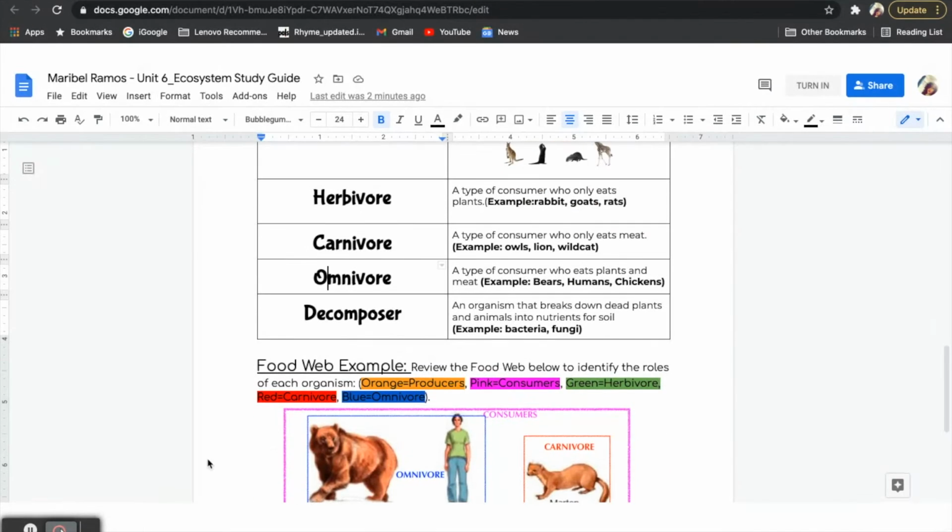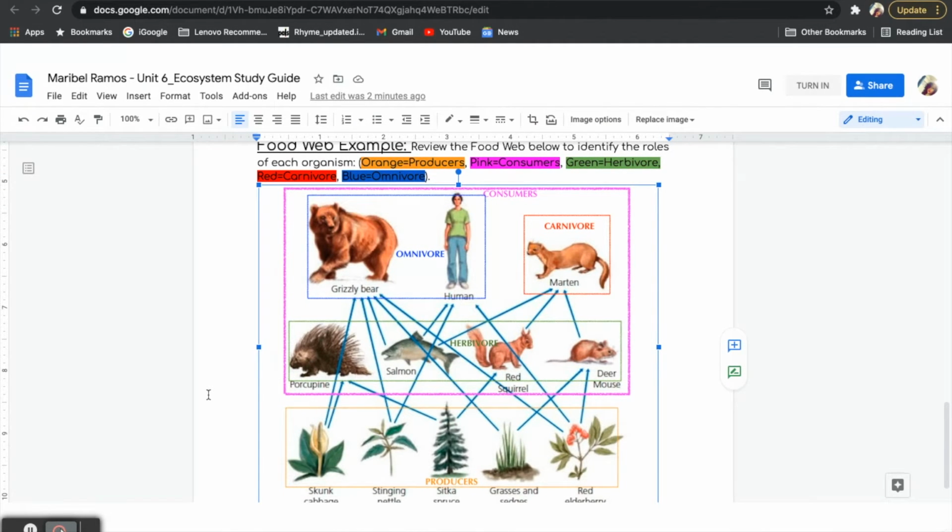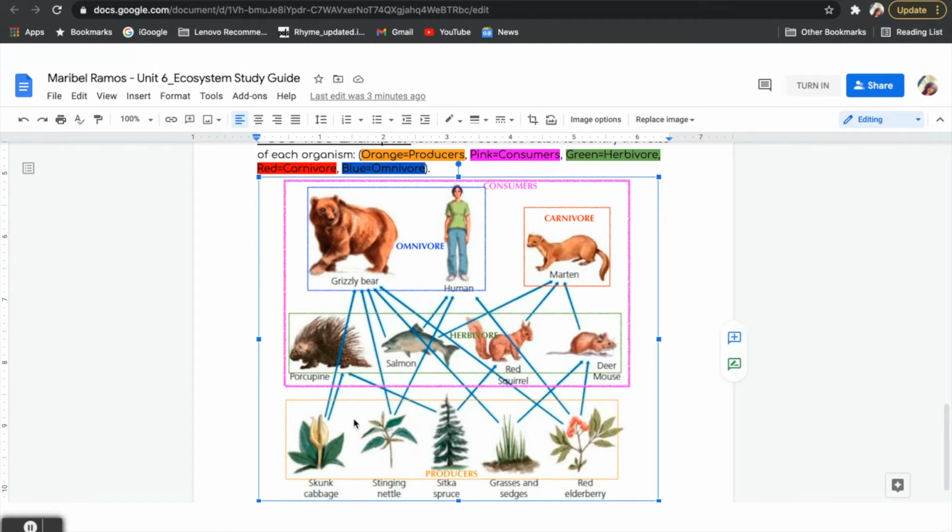Let's take a look at this example of a food web to identify what different roles each organism has. I have put colored boxes to identify each role. Orange is for producers. Pink is for consumers. Notice how there is a big pink box, and inside of this pink box, we have herbivores, which are in green, omnivores, which are in blue, and carnivores, which are in red. Let's take a close look at producers.